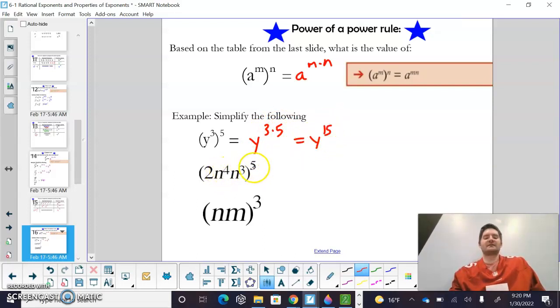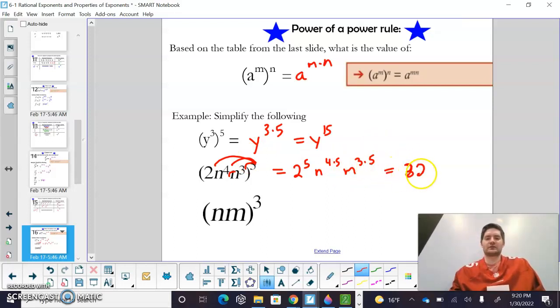2n to the 4th n cubed, so when we distribute in this 5, it goes to all 3 of them. So we're going to write down 2 to the 5th times n to the 4 times 5, and that should be an m over here. An m to the 3 times 5, and that would give us 32 n to the 20th, m to the 15th.